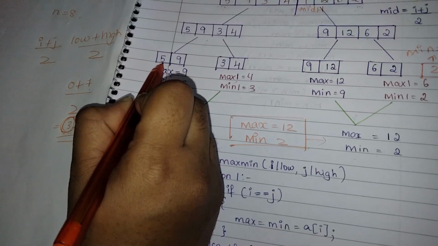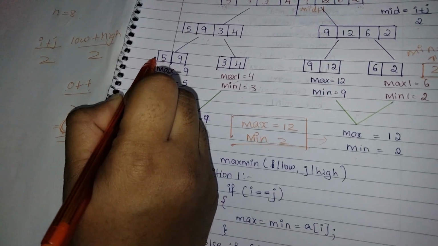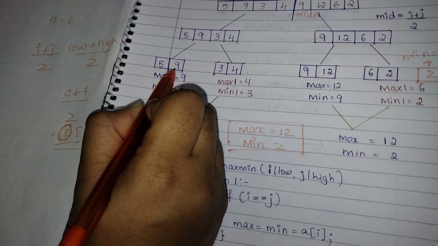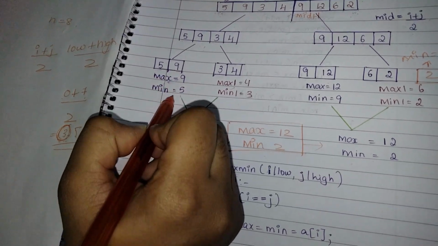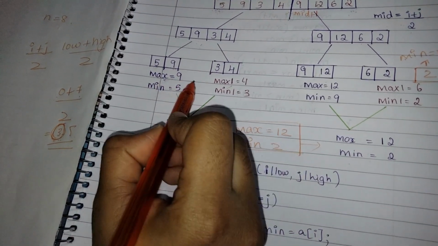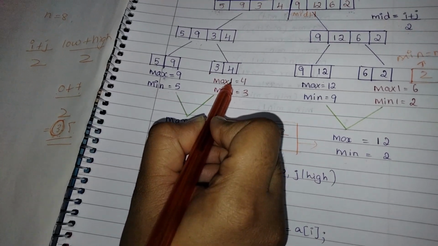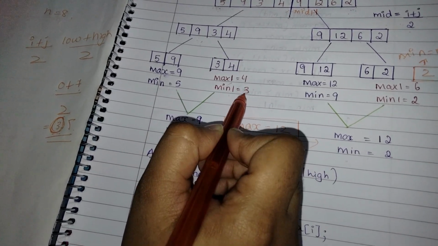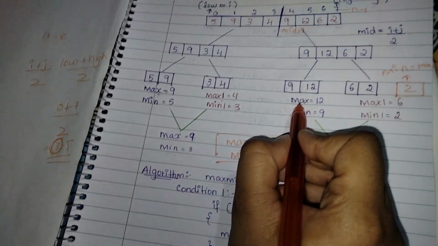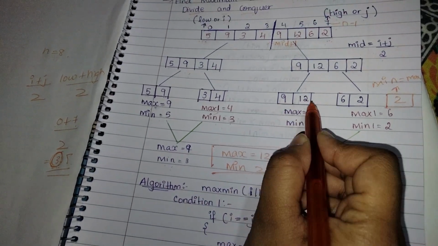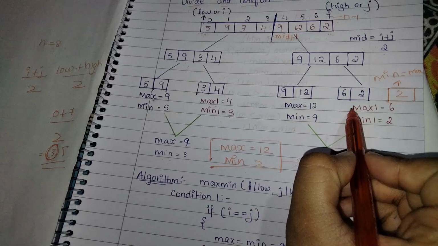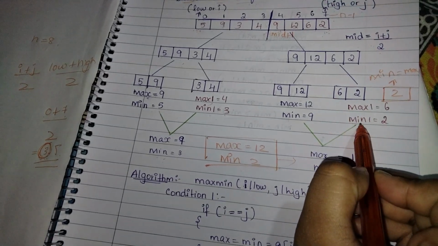So we can say that one of the elements is maximum and one of the elements is minimum. Just to avoid confusion, I will use here max1 and min1. Again we will find that max1 is 4 and min1 is 3. Again max is 9, max is 12, min is 9, max1 is 6 and min1 is 2.